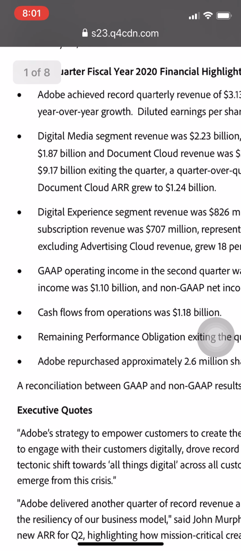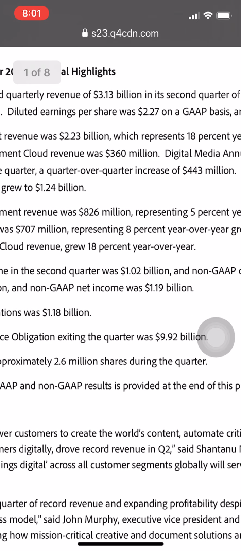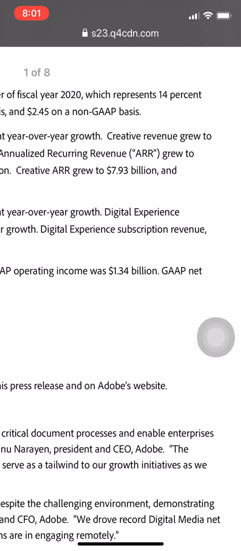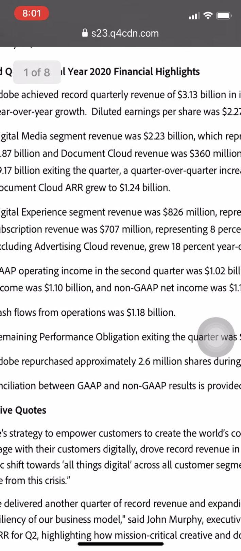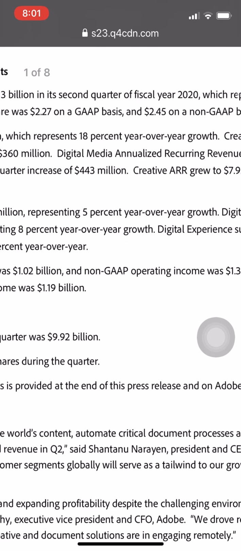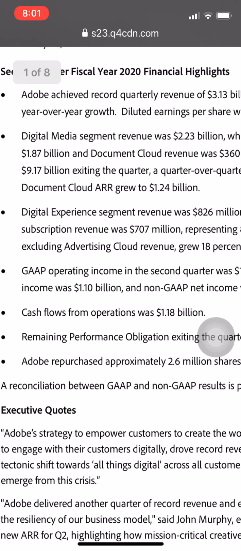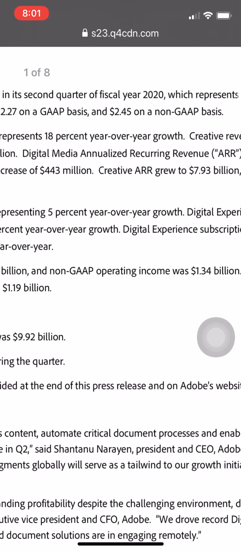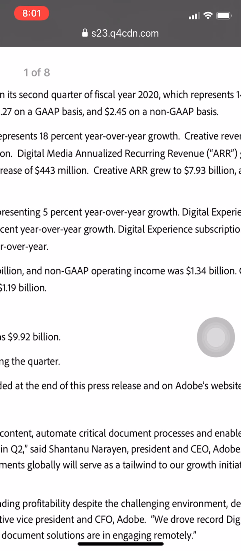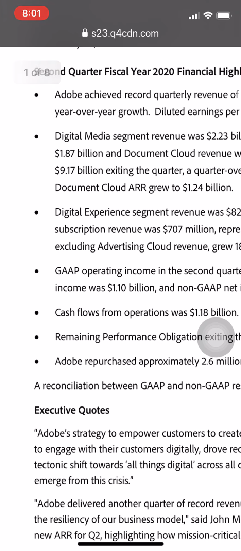Now, in terms of their different segment revenue breakdown, you can see digital media segment was $2.23 billion, which is 18% year over year growth. Creative revenue grew to $1.87 billion, and document cloud revenue was $316 million. Digital media annualized recurring revenue, that's ARR, grew to $9.17 billion exiting quarter, quarter over quarter increase of $443 million. So great to see that kind of growth. Creative ARR grew to $7.93 billion, and document cloud ARR grew to $1.24 billion.